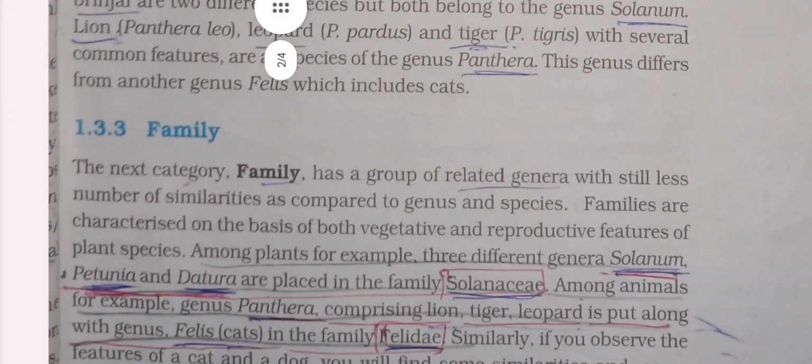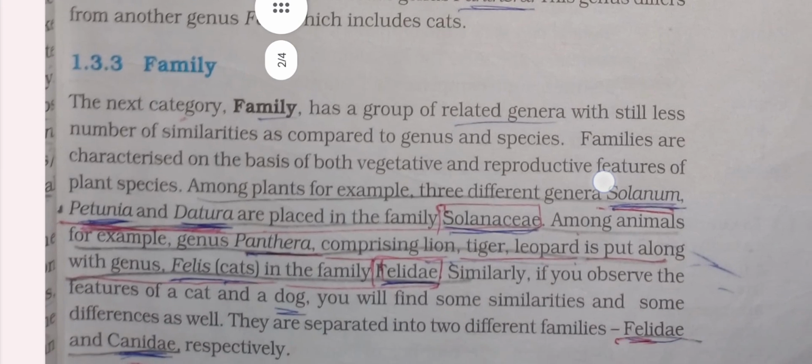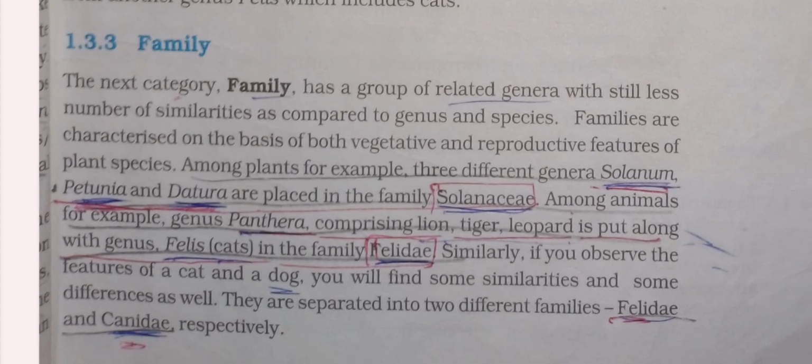Then comes the family. In the next category, family has a group of related genera which have less similarity as compared to genus and species, but still some similarity. Family means junior. In your school competition you have a junior section and a senior section. Class 6, 7, 8 is called junior, 9th, 10th is called senior, and 11th, 12th is super senior. So family has related genera with still less similarity as compared to genus and species.